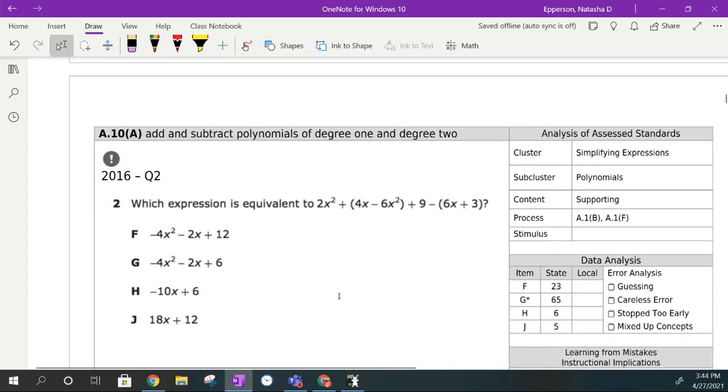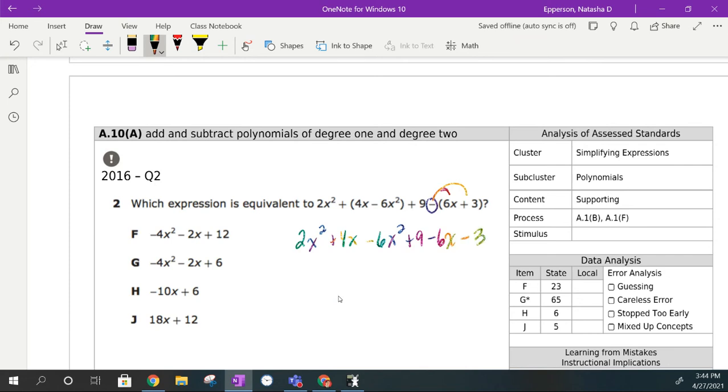This TEK is continuing. I need to distribute or combine like terms. The only distribution I have is this negative right there. That negative says I need to distribute. I don't have any distribution going on with the first part of this expression. So I'm just going to rewrite it without the parentheses. All right. And I can't forget that plus 9. Now, negative 1 times 6x gives me negative 6x. Negative 1 times 3 gives me negative 3.